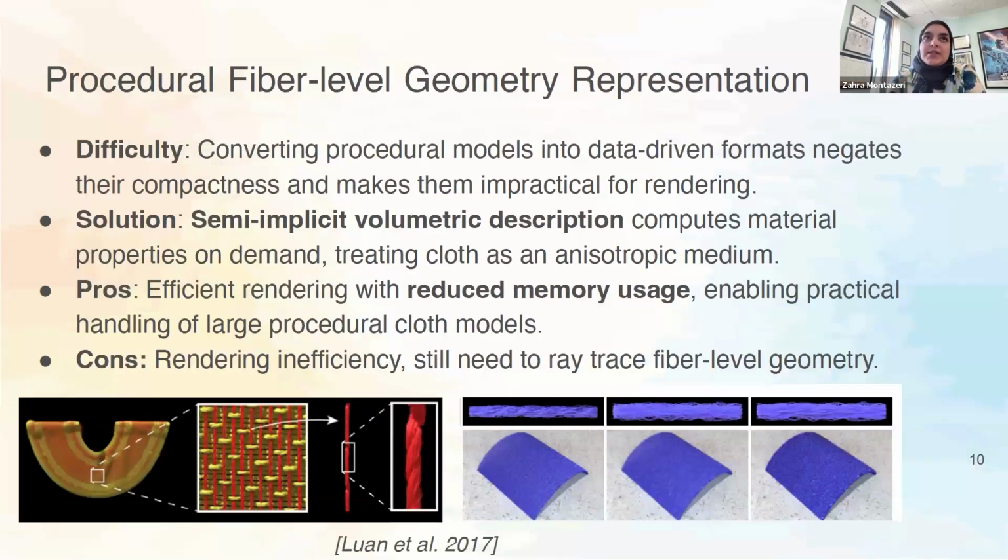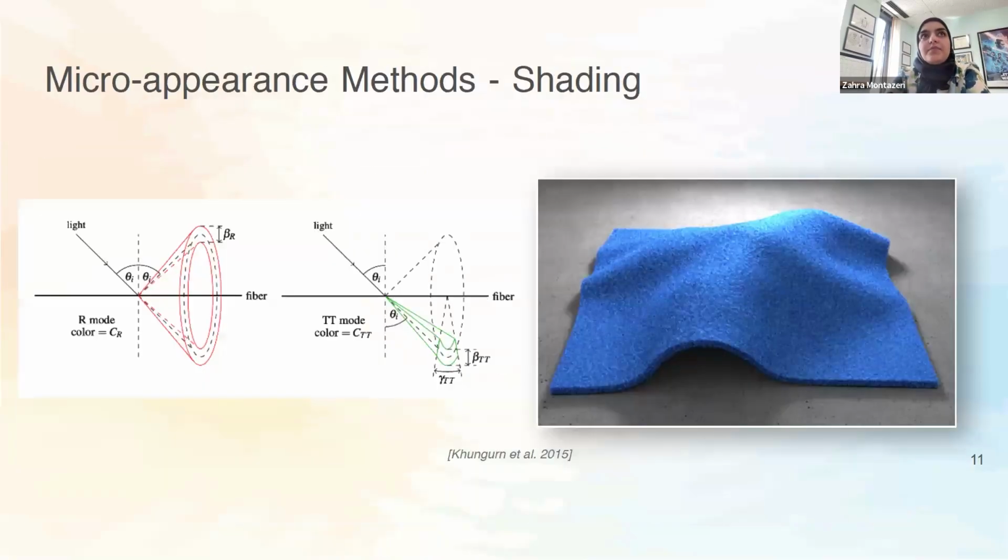And then later we got this new work on procedural fiber generation. So technically, instead of storing every curve, can we make everything procedurally? Again, it would reduce memory, of course, but the rendering is still insufficient, and we still need to ray trace all these fiber geometries. So that's the disadvantage of this fiber level model as well.